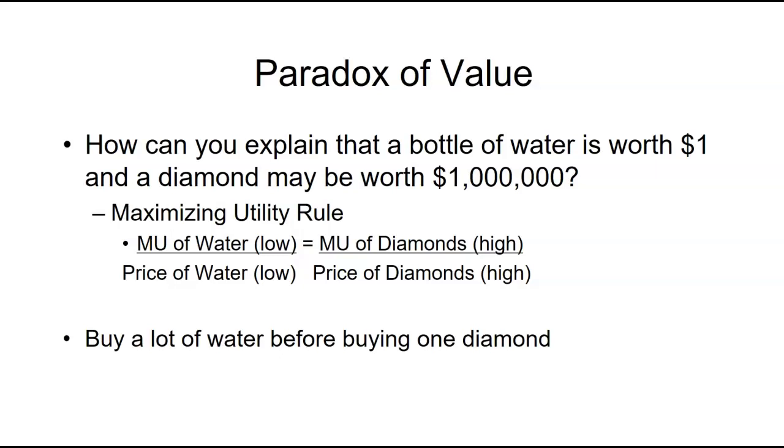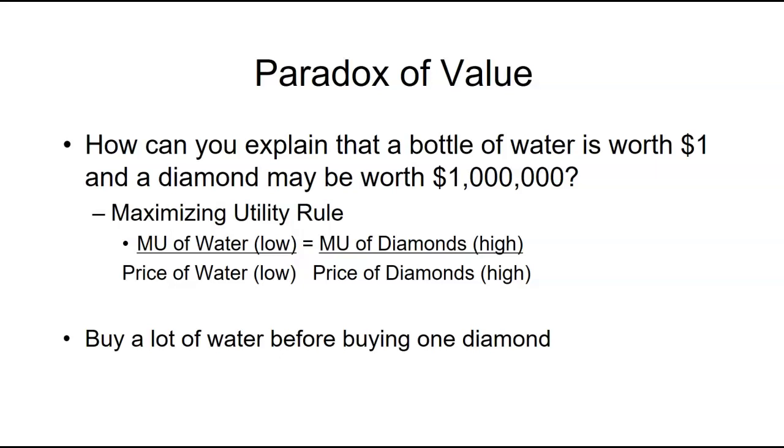Well, eventually you would buy your first diamond because the marginal utility of water is pretty low. You need a certain amount to survive, but beyond that, you don't need any more, technically speaking. So you're going to buy a lot of water in your life before you buy that first diamond. So even though it's a paradox, meaning a life-giving thing, which should be very, very expensive, is not.